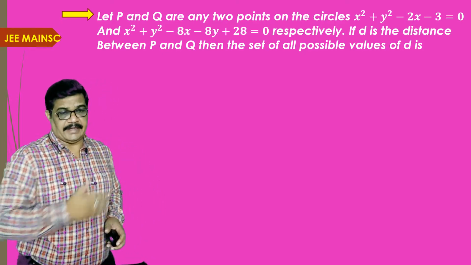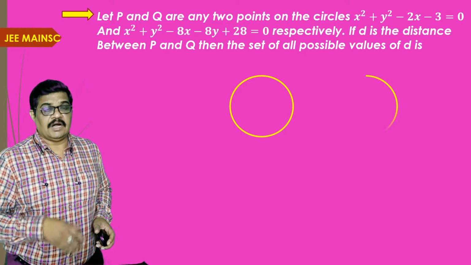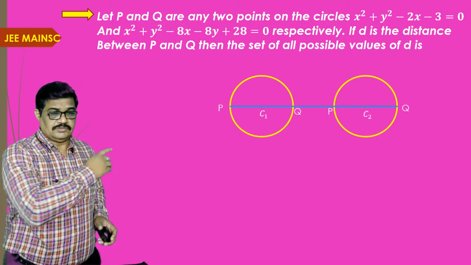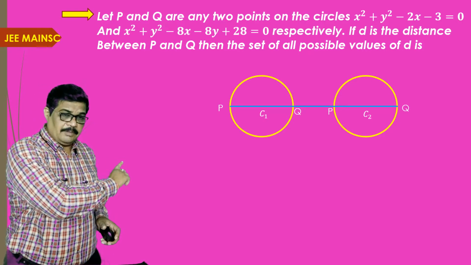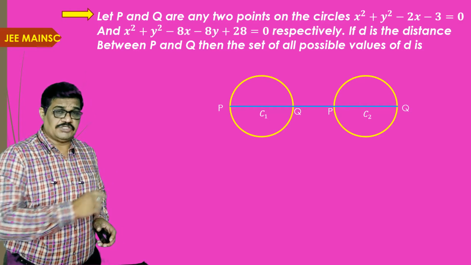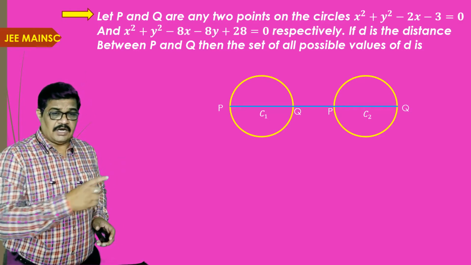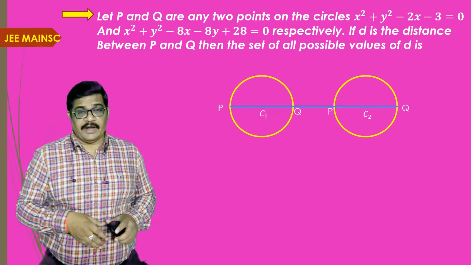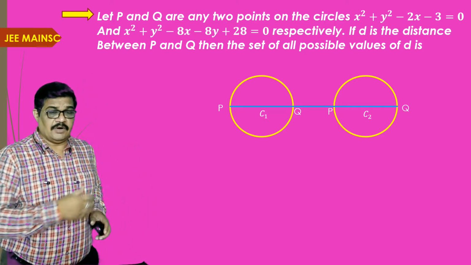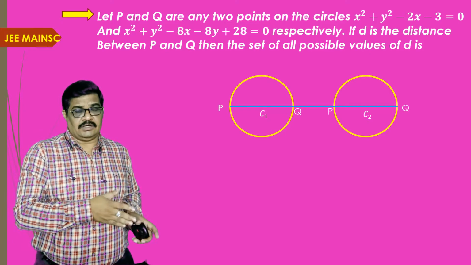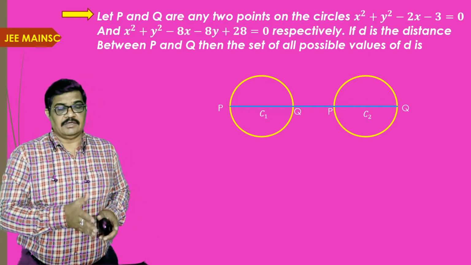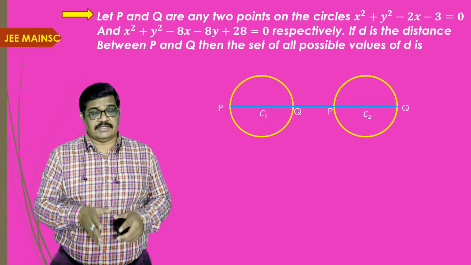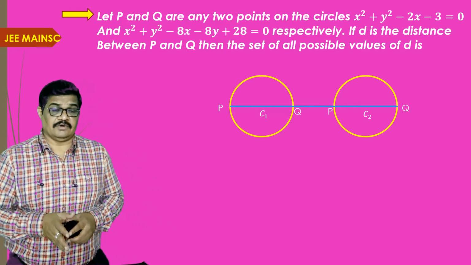See the diagram. This is the first circle and this is the second circle. Now look at the diagram. P and Q are the position of the points on the first circle, and on the second circle P and Q are the position of the points on the second circle. Now we take P, Q on the first circle and also the second circle. These points lie on the line joining C1 and C2. Then we are getting the maximum distance and minimum distance of PQ.